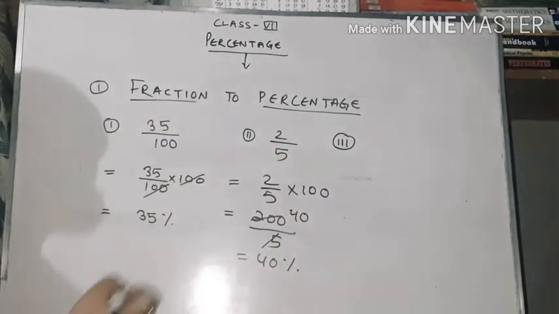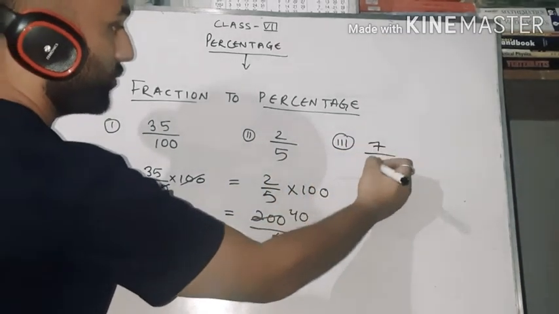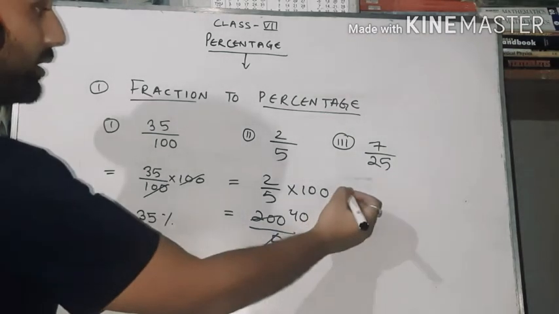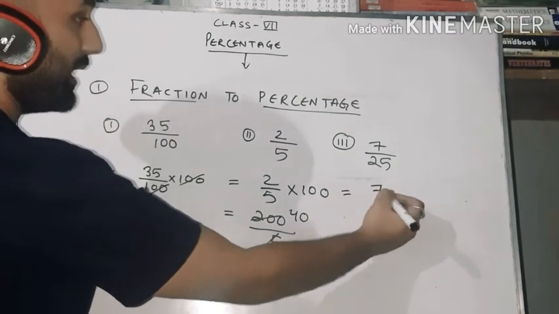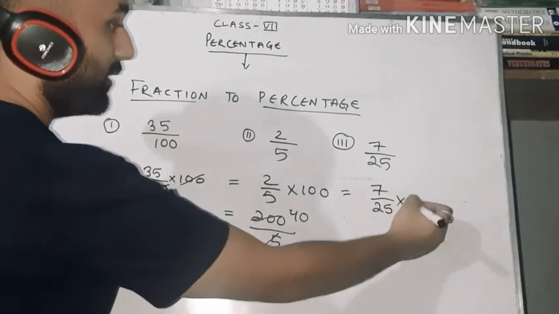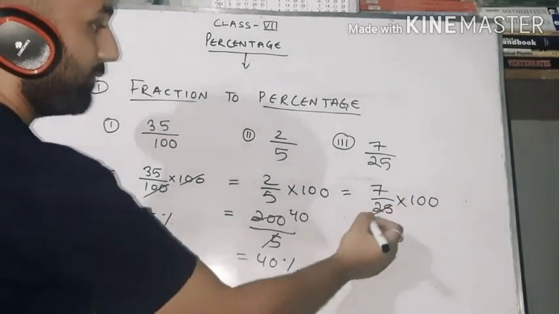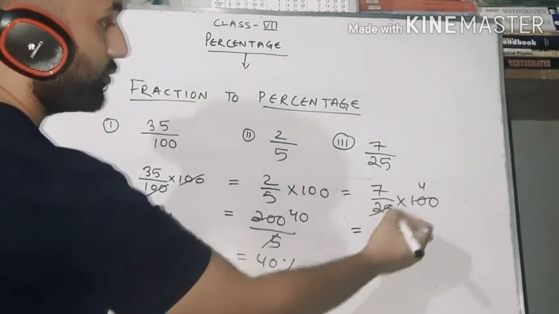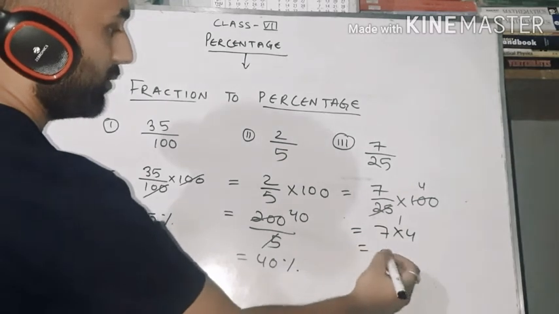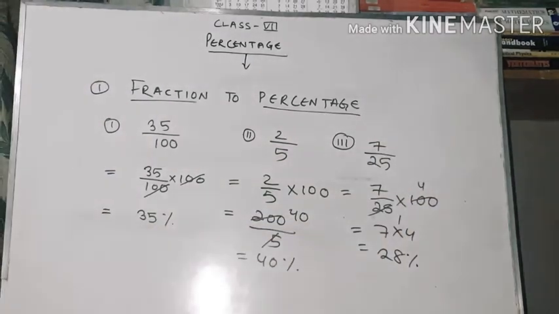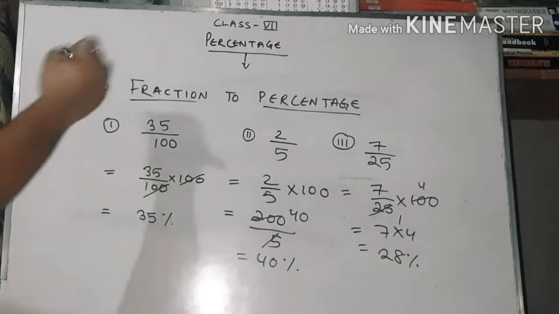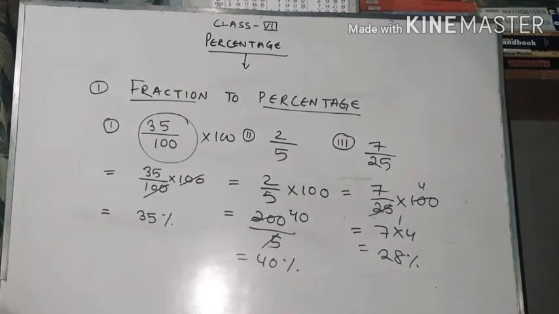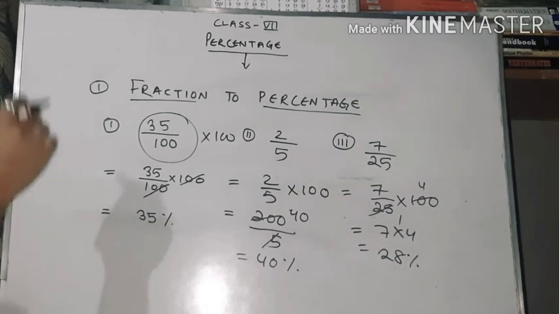Now suppose we have 7 by 25. Here also it's the same thing. We multiply 7 by 25 with 100. 25 ones are 25, 25 fours are 100, and 7 into 4 is 28. So it is 28%. This is how we convert a fraction to a percentage: when we multiply the fraction by 100, we get the percentage. This is the first one.